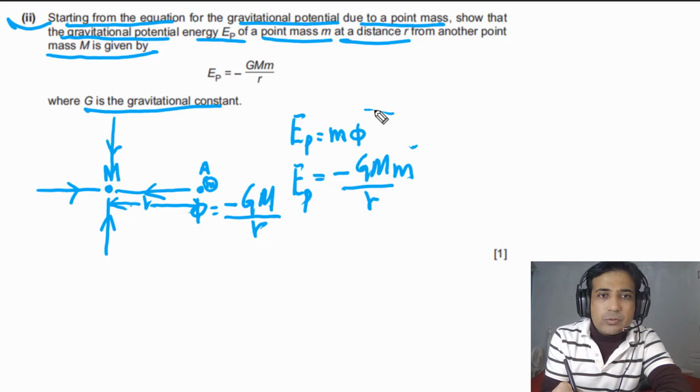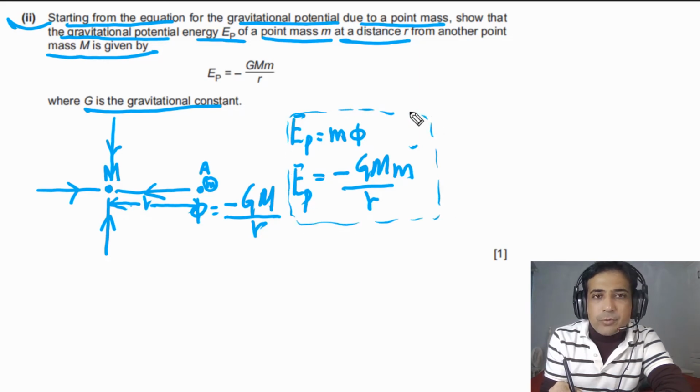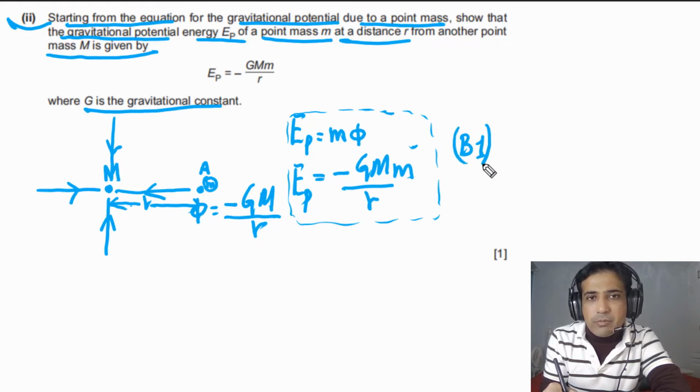Then if you write down these 2 steps, you will get 1 mark, and that is B mark. So this is how this B mark will be awarded.